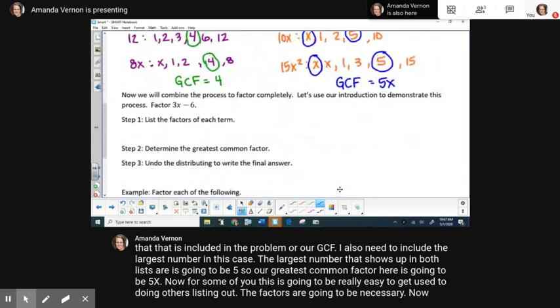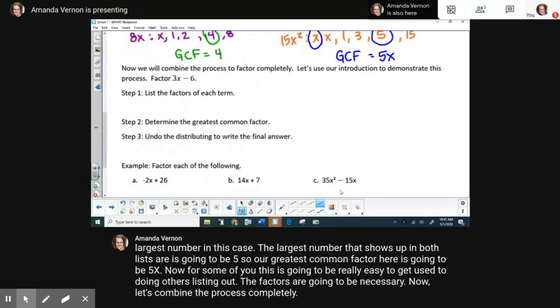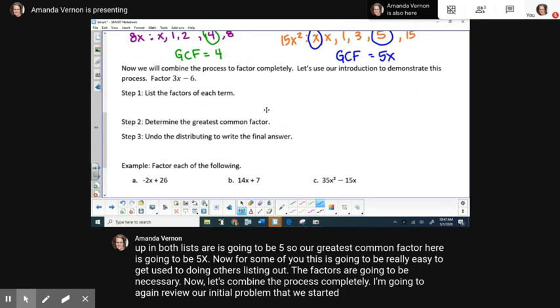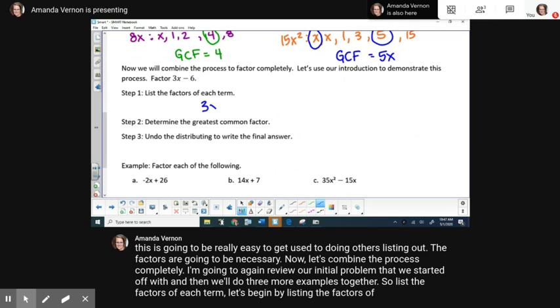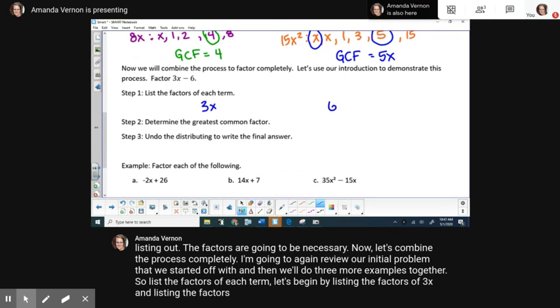Now let's combine the process completely. I'm going to again review our initial problem that we started off with, and then we'll do 3 more examples together. So list the factors of each term. Let's begin by listing the factors of 3x and listing the factors of 6.